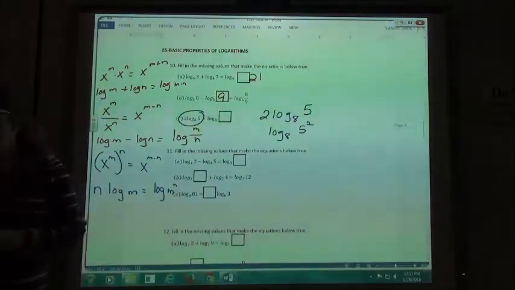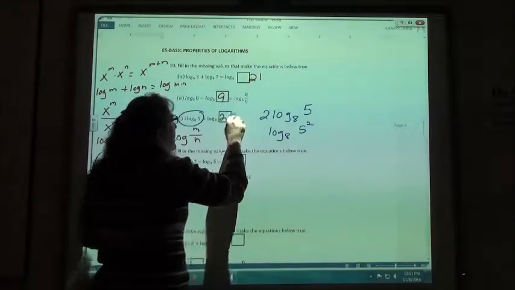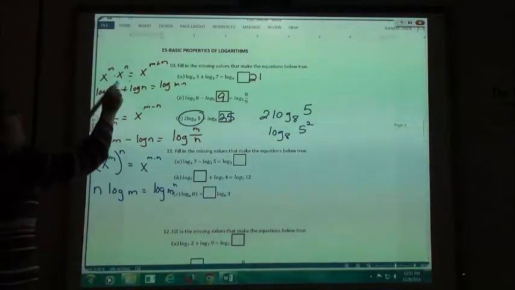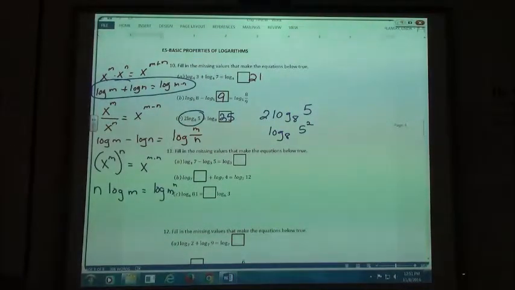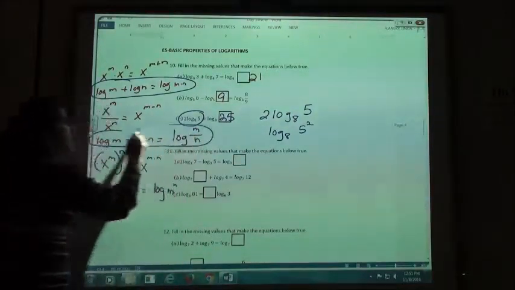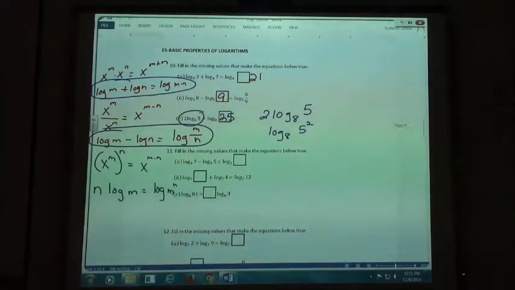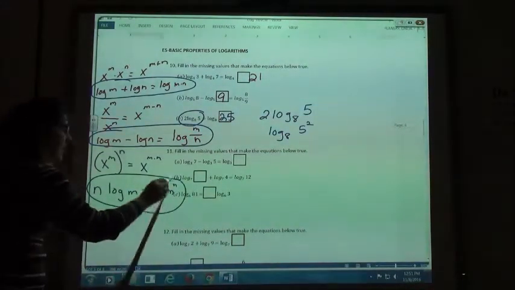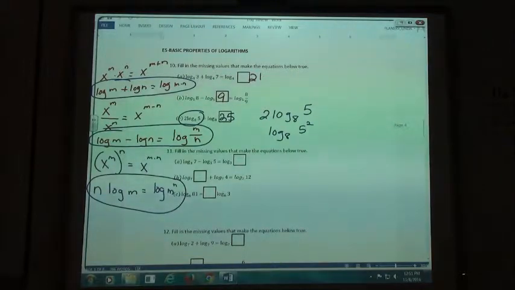And we know that 5 squared is 25. There, I'll try to write in the box. So 25 is going to be my answer. When I'm adding logarithms, I'm going to end up multiplying them together. When I'm subtracting logarithms, I end up dividing. And when I multiply something times a logarithm, it becomes its exponent. So those are the 3 basic rules for logarithms.